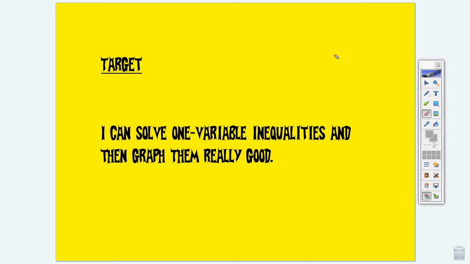Neff. I can solve one variable inequalities and then graph them really good. So that's what we're going to focus on here. I got 4 examples that I want to show you here as to how to do this.